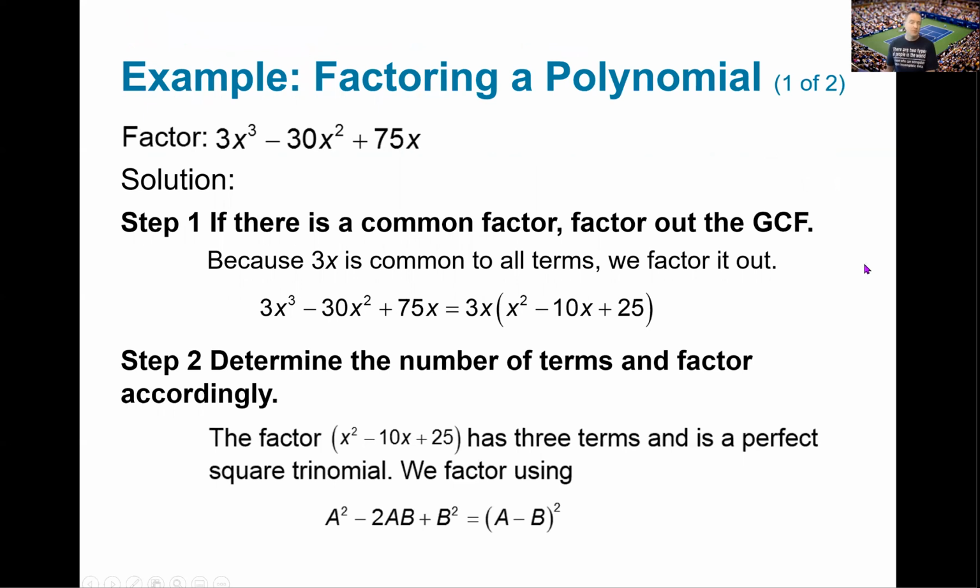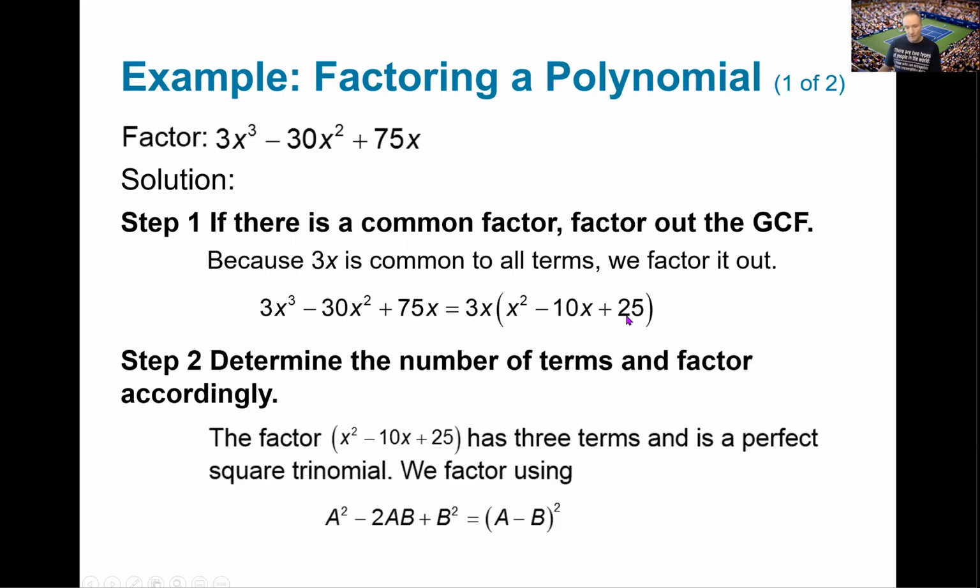If I have 3x cubed minus 30x squared plus 75x. First step, look for that greatest common factor. So you'd say, well, clearly I could factor a 3 out of all three of those terms. I could also factor out an x. Okay, so if I factor a 3x out of all three terms, the first term is going to have an x squared left over. The second term would have a 10x, and the third term would have a 25 left over. Now you say, okay, I factored out the 3x.